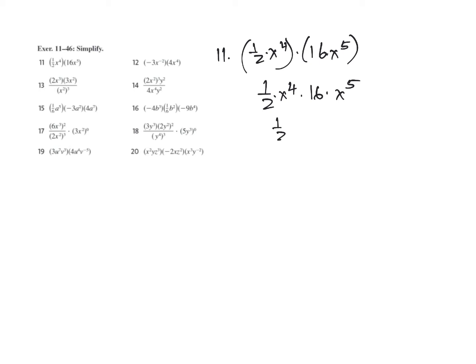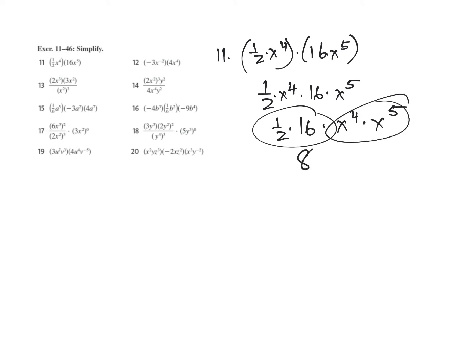Okay, 11. 1/2 x to the 4th times 16 x to the 5th. All right, it's all multiplication, so technically we don't need any of the parentheses. So you have 1/2 x to the 4th times 16 times x to the 5th. We can rearrange any multiplication, so it's 1/2 times 16 times x to the 4th times x to the 5th. Half of 16 is 8, and when you multiply like bases, you add the exponents. All right, number 12.